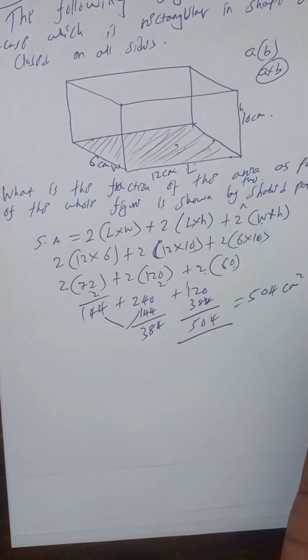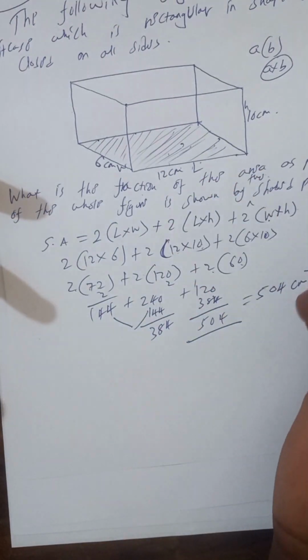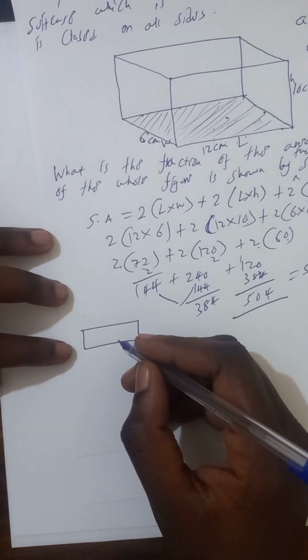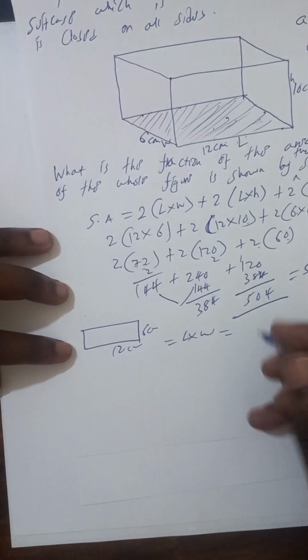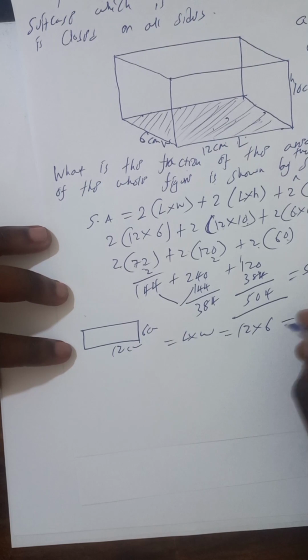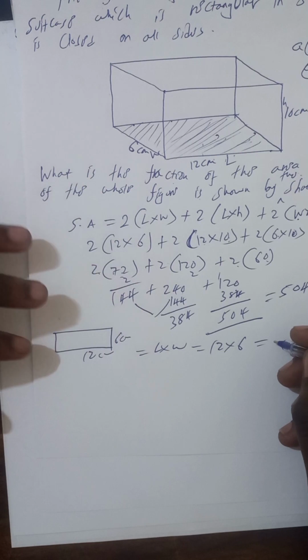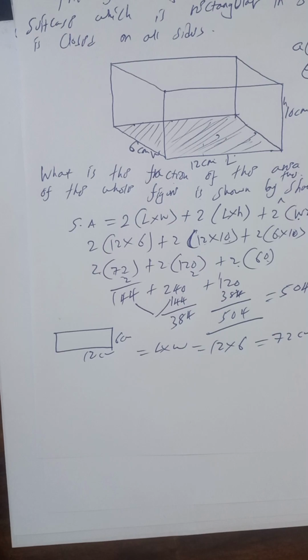But they're not looking for this actually. They're looking for the fraction of the shaded. So let's go to the area of the shaded part. The shaded part is a rectangle. Area of a rectangle is length times width, which is just 12 times 6. 12 times 6, as I said, is table 6 or table 12. You just get 72 centimeters squared. So the part that is shaded is 72 centimeters squared, but they're not looking for that.